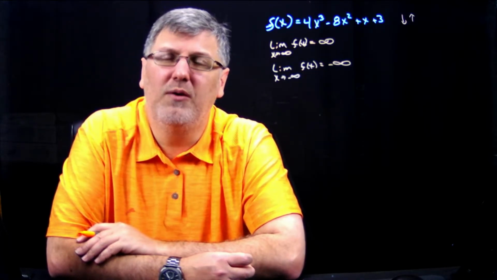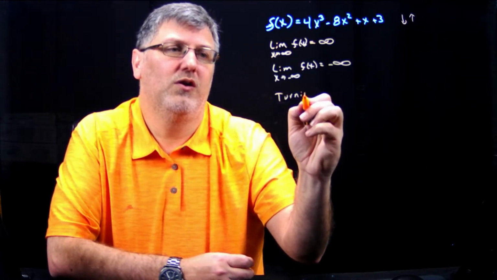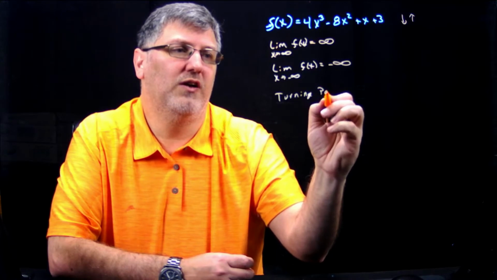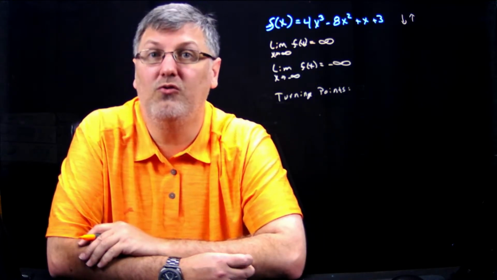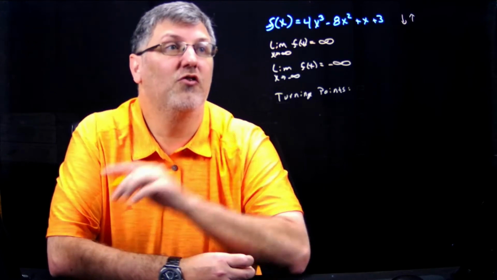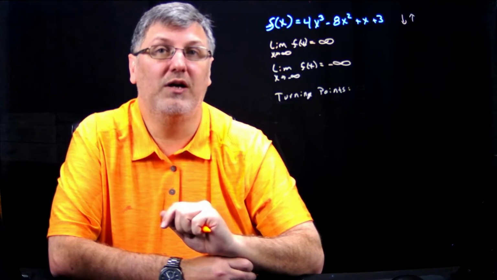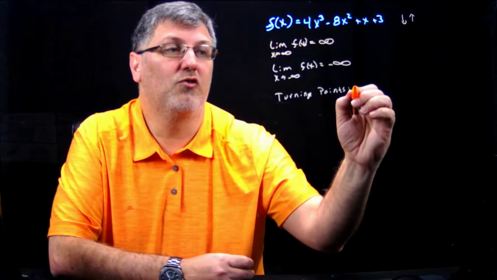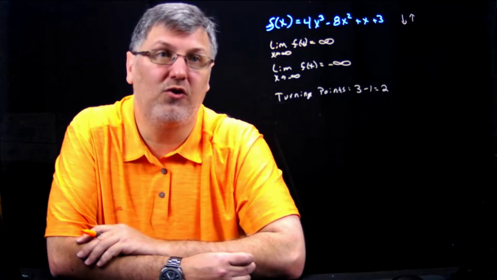Now, the number of turning points. I haven't talked about those in the other videos, but this is very straightforward. The number of turning points is your degree minus 1. The degree of this polynomial is 3, so I'm going to do degree minus 1. So I'm going to have 2 turning points. This graph is going to turn in 2 places.